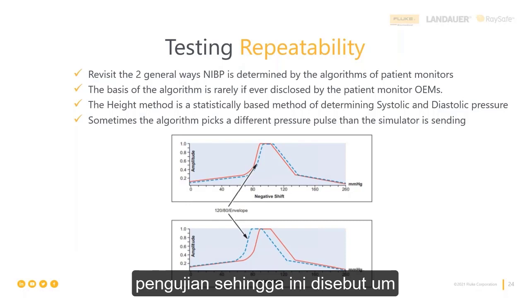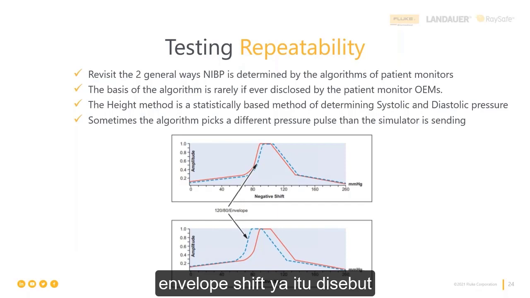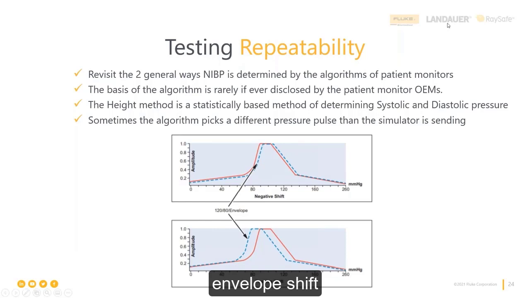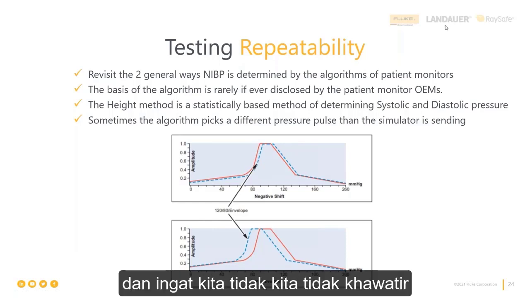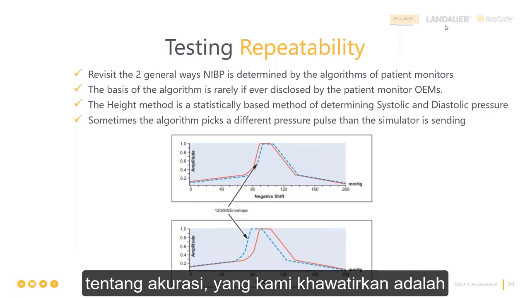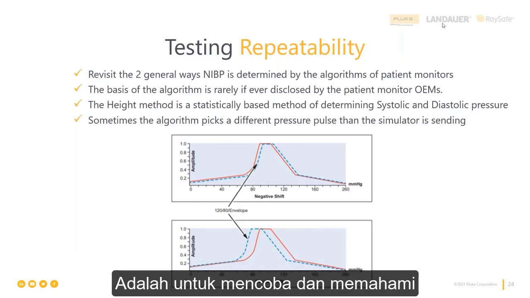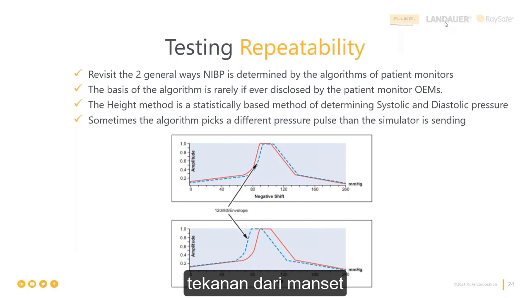So this is called envelope shift. Yeah, the function in the ProSim 8 is called envelope shift. And remember, we're not worried about accuracy. We're worried about repeatability. And what we'd like to see is to try and understand how this NIBP device is picking the pressure in the cuff.